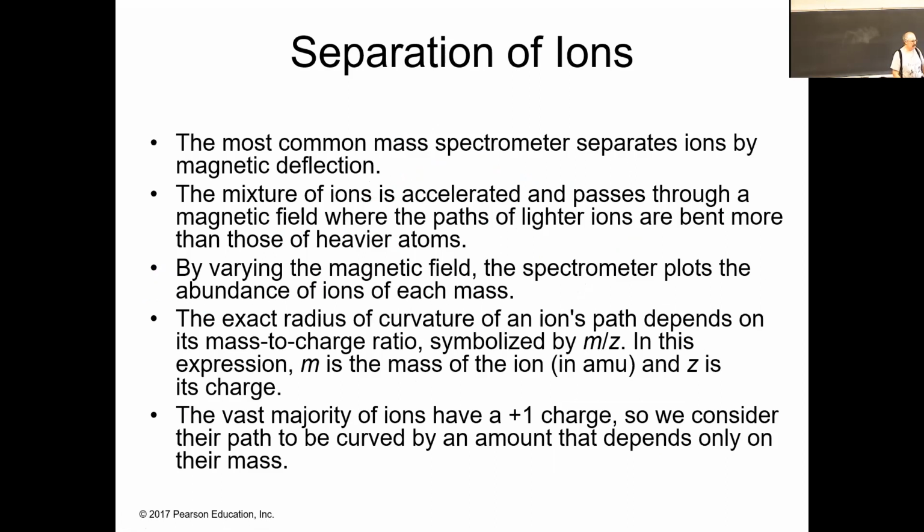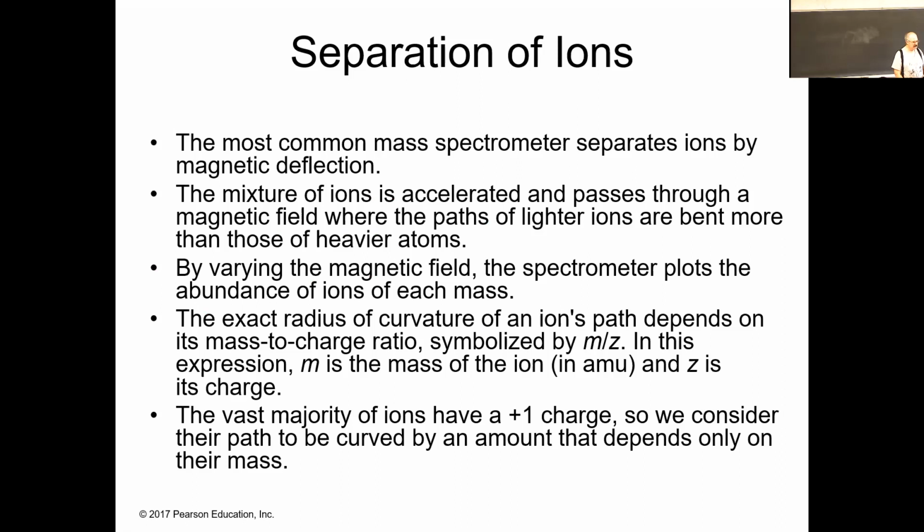The most common mass spectrometer separates ions by magnetic deflection. A mixture of ions is accelerated and passes through a magnetic field where the paths of the lighter ions are bent more than those of the heavier ions. By varying the magnetic field, the spectrometer plots the abundance of ions of each mass.